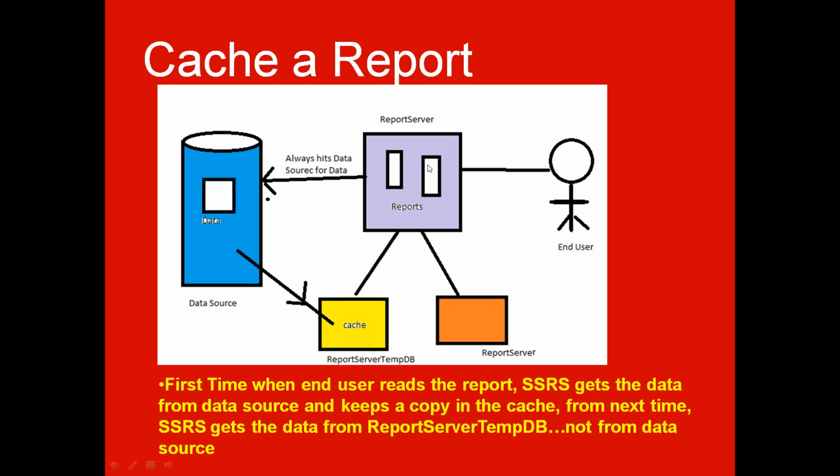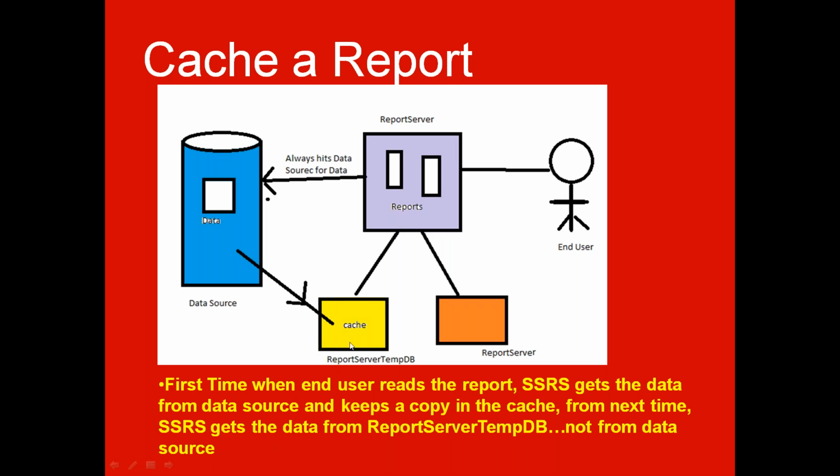Next time when you open the same report, the reporting server is not going to go to the database. It will simply go to the cache, get the data from there, and show the data. First time when the end user reads the report, SSRS gets the data from the data source and keeps a copy in the cache. From next time, SSRS gets the data from the ReportServer temp DB, not from the data source. Clear?